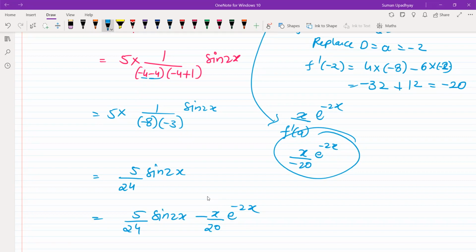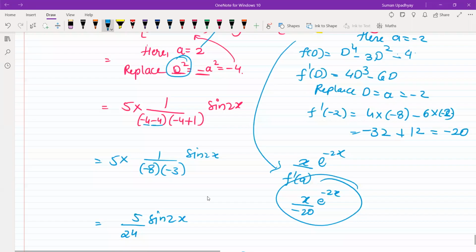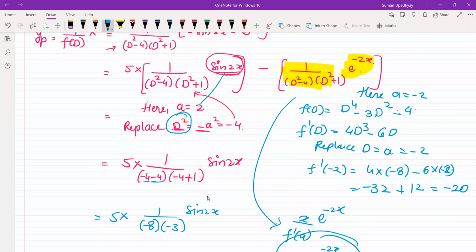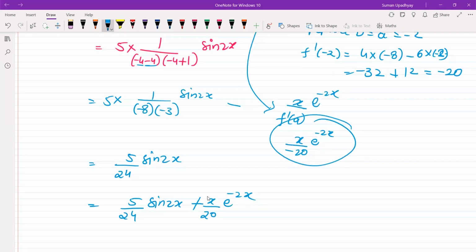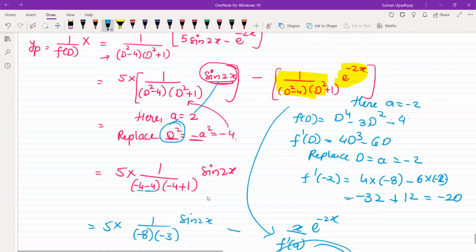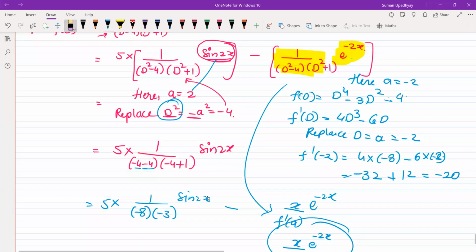Ma'am, can you tell me once again? Sorry, and what was this in the middle? It was a minus sign. So this minus and this minus will become plus. Yeah, Pradyuman, I can explain it again. Okay, so pay attention. I'm explaining it again.